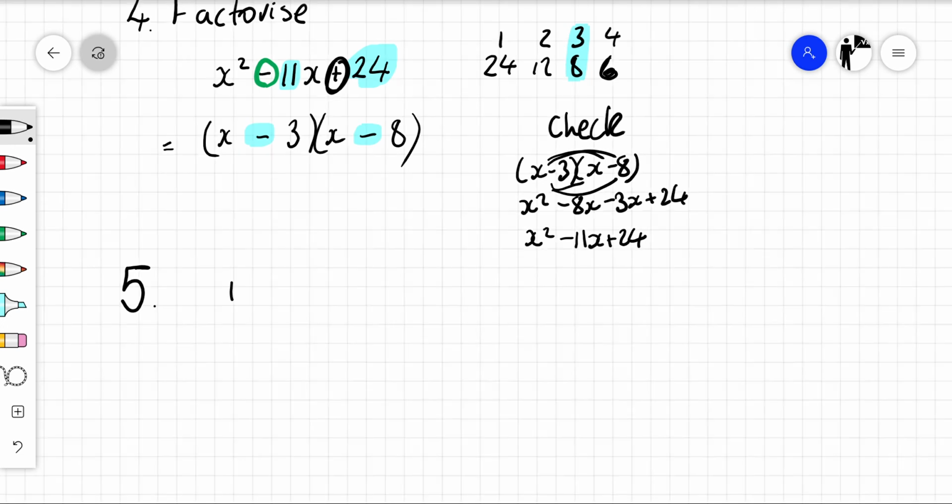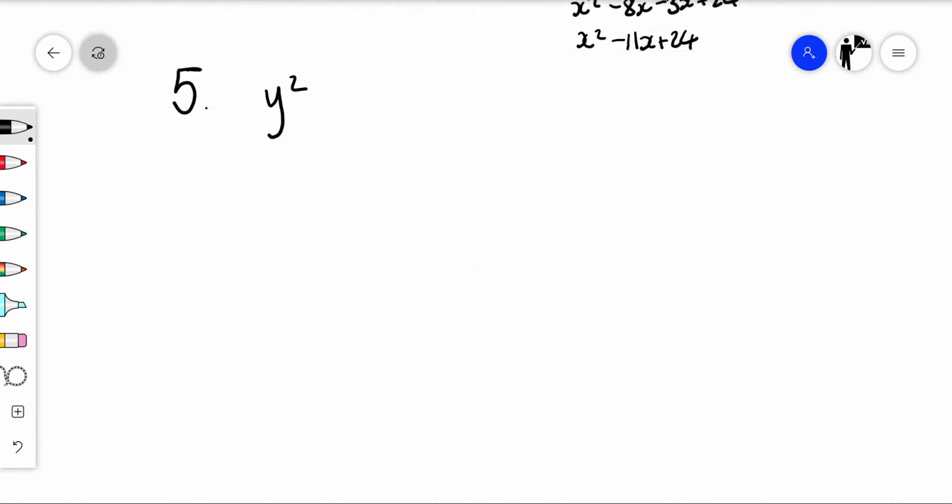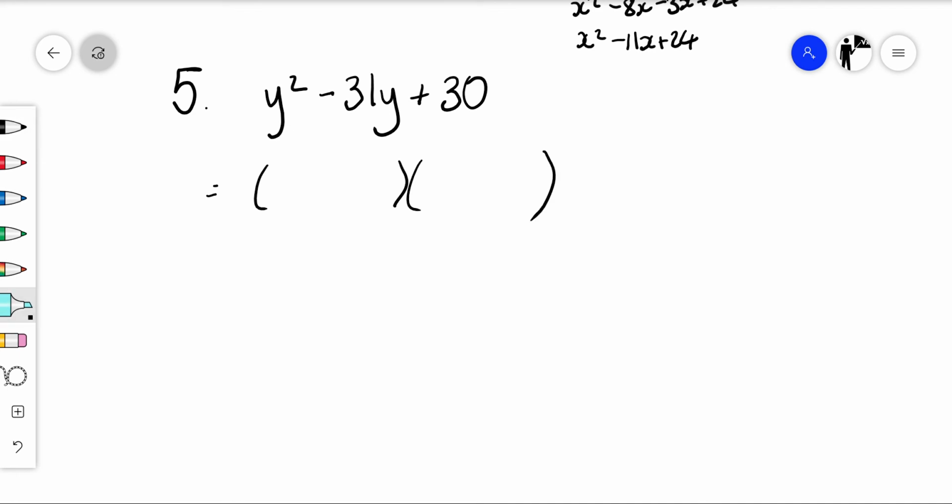Okay, let's have a go at another one. Let's go for y squared minus 31y plus 30. So no common factor, no difference of squares, so we're going to have our trinomial. This last term here is a plus 30. That means that both of these values are going to have the same sign. Because this is a negative, they're both going to have to be negative.